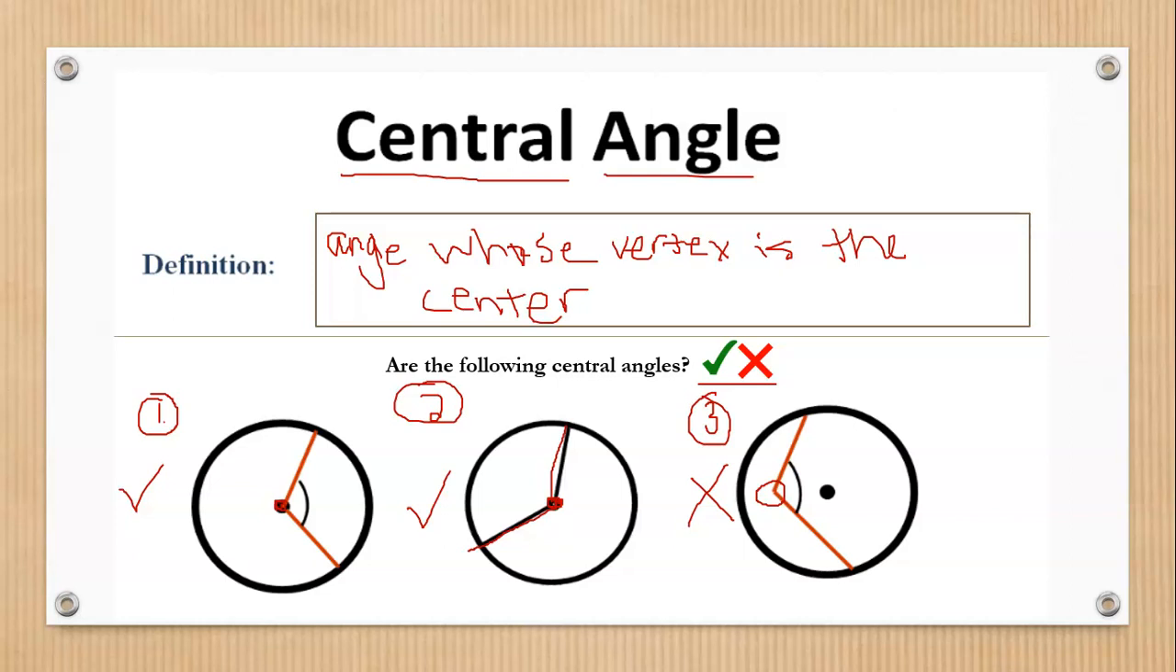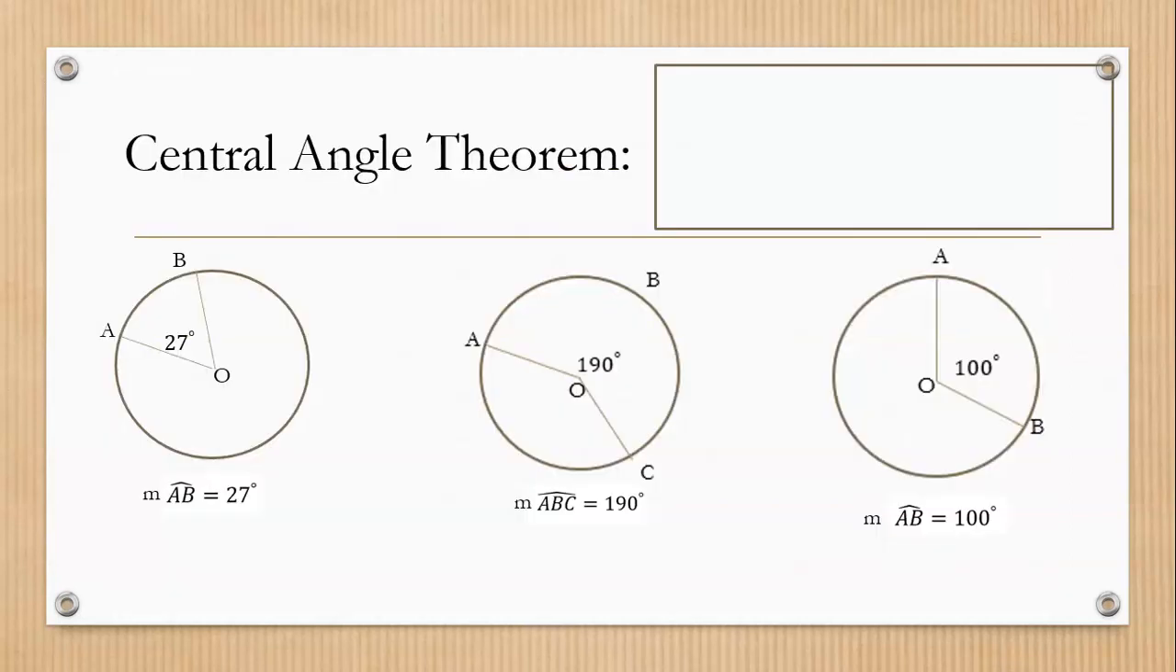So central angles are pretty special because, of course, there's a theorem that corresponds. And I wanted to show you guys these pictures and see if you can see what's happening. So the central angle theorem tells us the measure of the arc. Remember, we said that measures of arcs are measured in degrees. So look, number 1 here, it tells us arc, the measure, that little m, means measure of arc AB is 27 degrees. Oh, okay. The measure of arc ABC is 190 degrees.